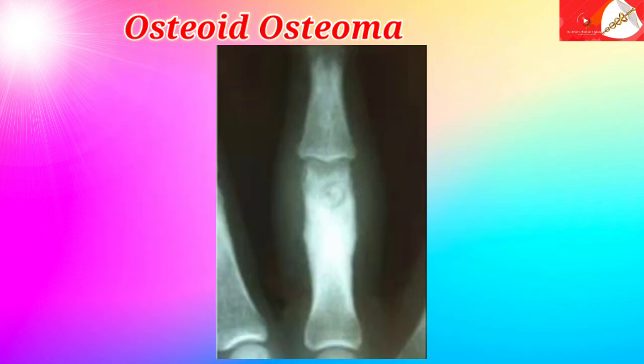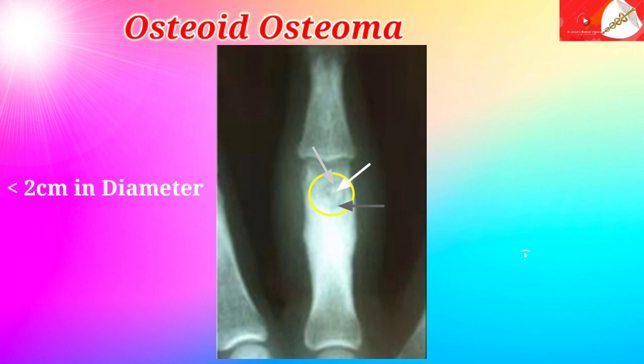The radiological feature of osteoid osteoma is that the lesion is a round area of radiolucency with sclerotic margins. This radiolucency usually contains a small dense opacity. Its appearance is a nidus, and the size is less than 2 cm in diameter. If the lesion is more than 2 cm in diameter, it would be classified as osteoblastoma.